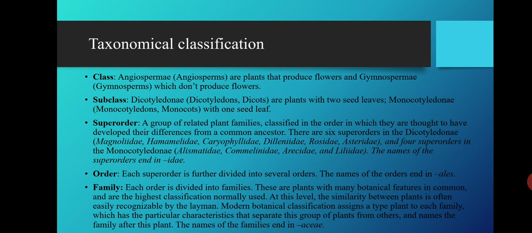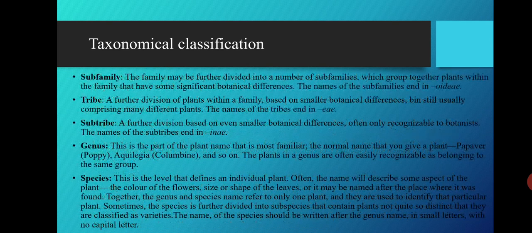जिसको कुछ भी नहीं पता कि ये प्लांट क्या है क्या नहीं है, तो वो ईजिली इस तरीके से अपने ड्रग को आइडेंटिफाई कर सकता है. Subfamily: the family may be further divided into a number of subfamilies which group together plants within the family that have some significant botanical differences.